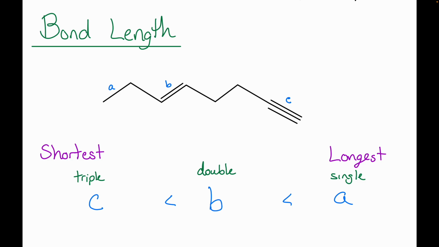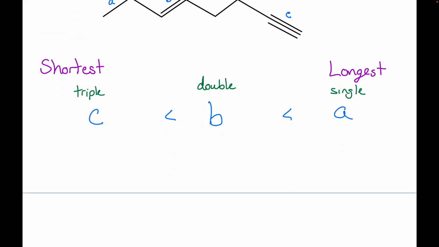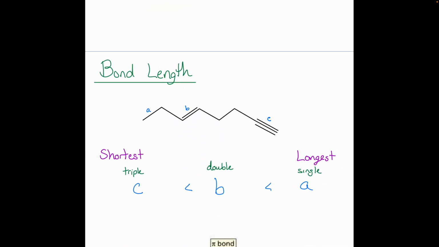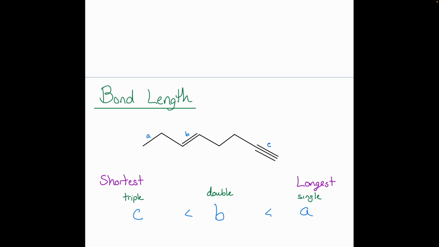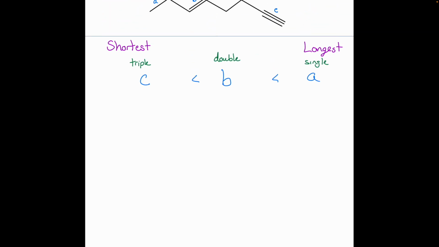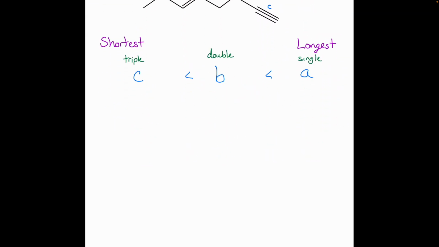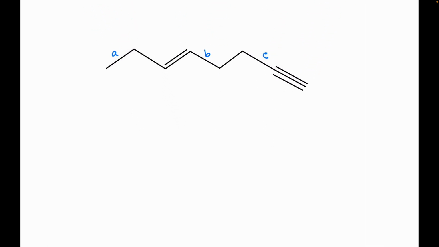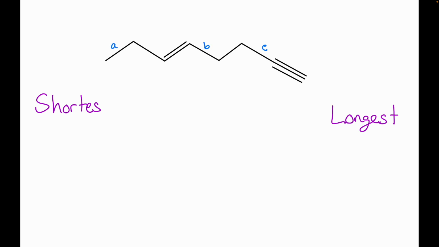Now we're going to take this same molecule and I'm going to ask you the exact same question, but now I want to know A compared to B compared to C. We want to know which one is our shortest and which one is our longest. But now we don't have the same simple logic because we're talking about all single bonds here. So how am I supposed to know which one's the shortest single bond and which one's the longest? This goes back to the hybridization of these atoms.